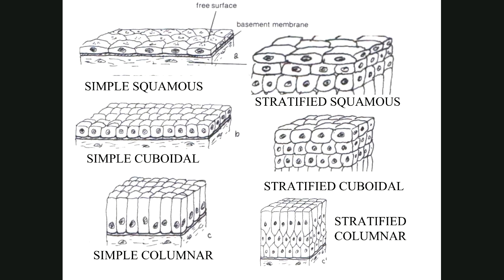Stratified cuboidal, again, those are the ones that are inside the ducts that lead from your sweat glands and mammary glands into your skin. Simple columnar, these are the ones that look like columns, and they are lining your intestine and stomach and produce the juices that help you digest your food. Stratified columnar is the ones in your throat, in your anus, and your vagina, and places like that where the lining needs to be more than one cell thick.